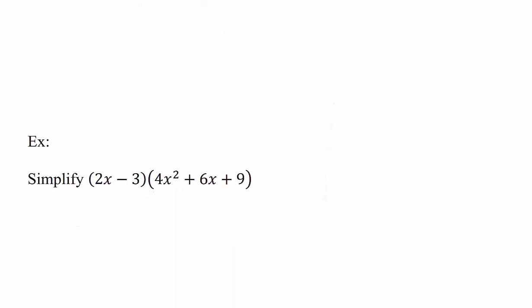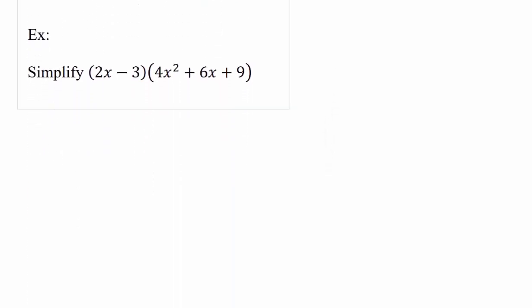Looking at another example, we're going to distribute the 2x minus 3. So I'm going to distribute the 2x first. So 2 times 4 is 8. x times x to the power of 2 is x to the power of 3. 2x times 6x is 12x to the power of 2. And 2x times 9 is going to be 18x.